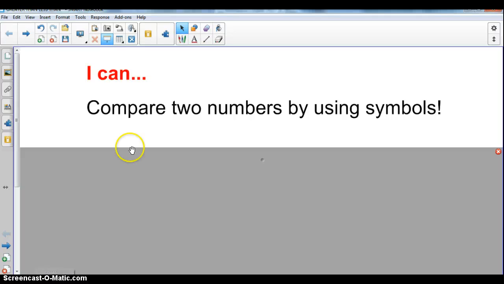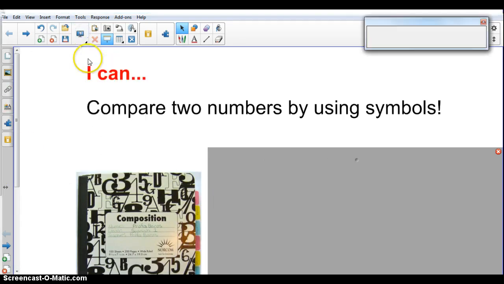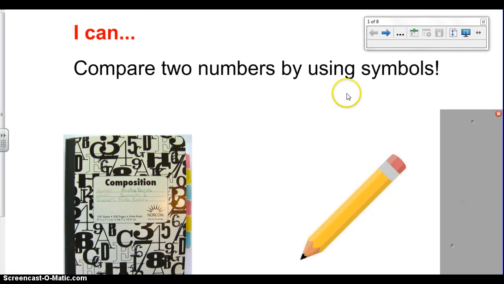I can compare two numbers by using symbols. Today, for this lesson, you're going to need your math journal and you'll need a pencil. So you can go ahead and get those two things out, your math journal and a pencil. But don't start writing yet.